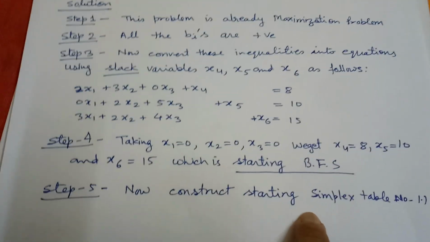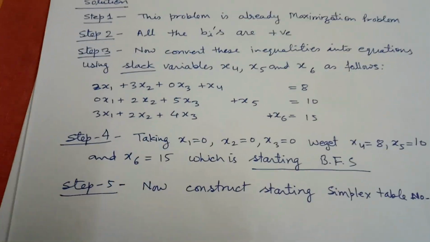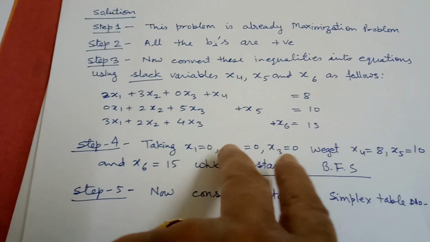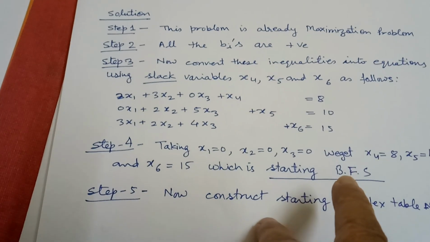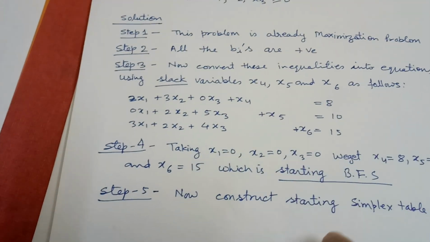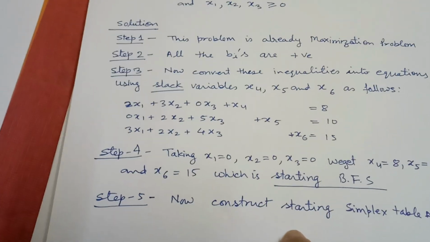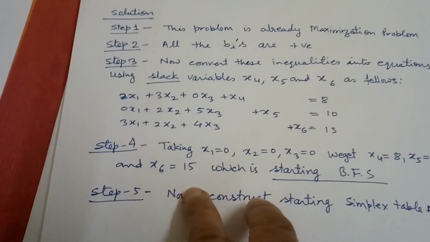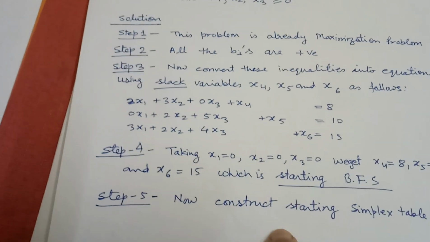In some books separate simplex tables are given, but I prefer a combined simplex table to find the optimal solution. First of all, we calculate delta j.